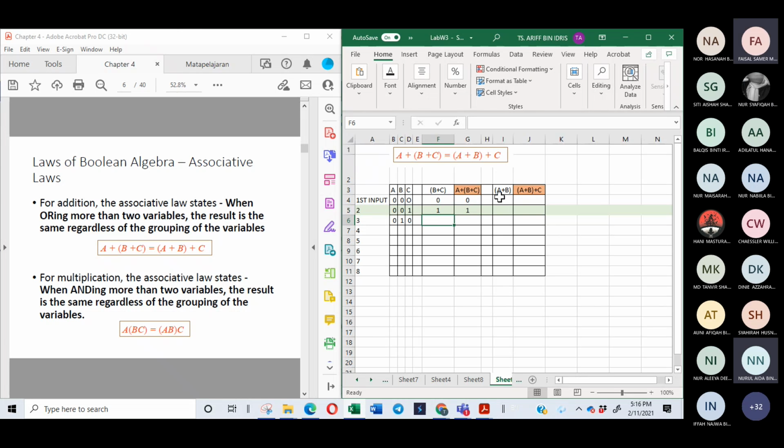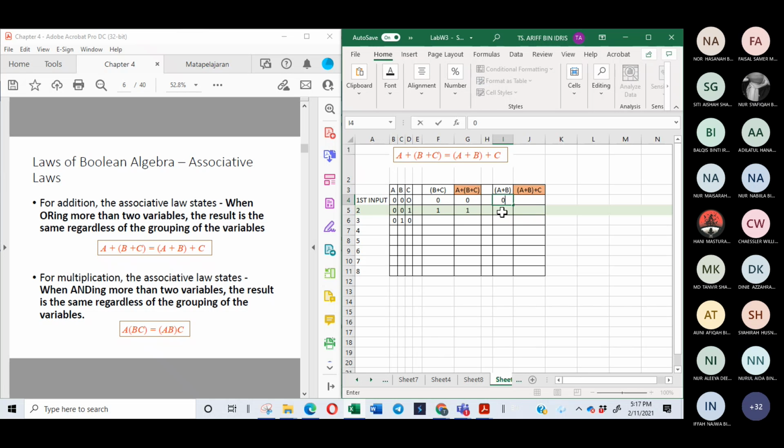Yes. So we straight away figure out the other part of the equation so that we can shorten the time. For this one also, do you have to do A plus B plus C, or do A plus B bracket first? A plus B bracket first. What is the value of A? 0. What is the value for B? 0, right? 0 or 0, what is the result? 0.